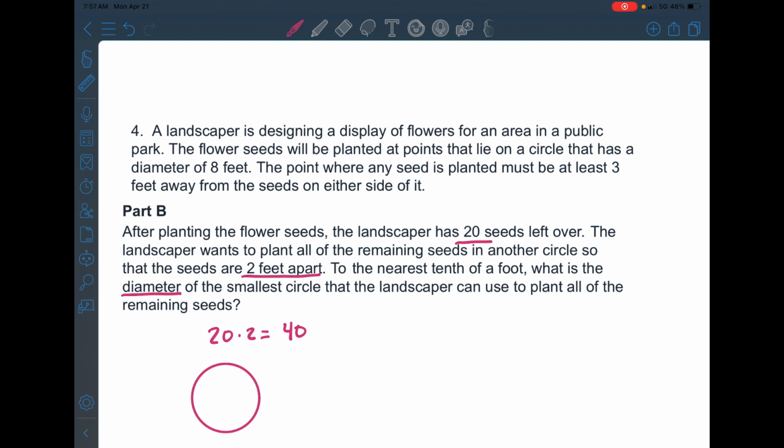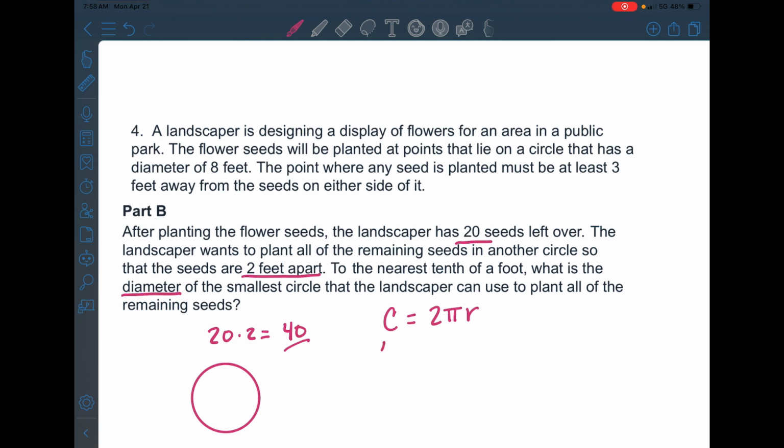Okay, but we now need to find the diameter of this circle. If you remember in the last question, we had the diameter, we got the radius, then found the circumference. Well, in this one, we know what the circumference is. We also know that our circumference is 2 pi r. Well, we can find our radius by plugging in what we know.